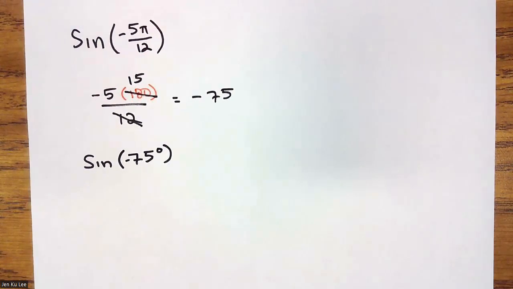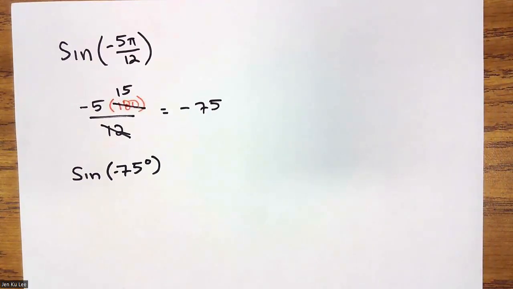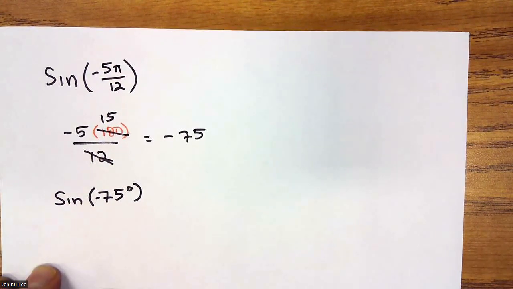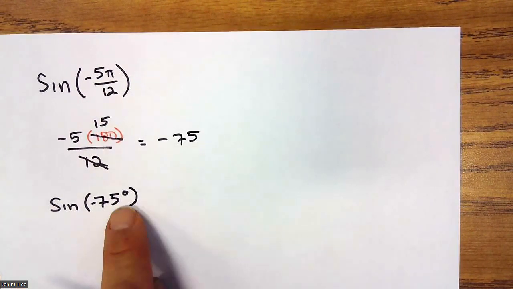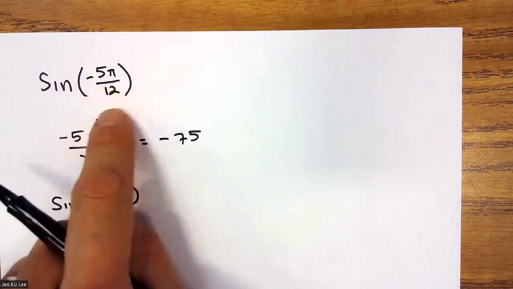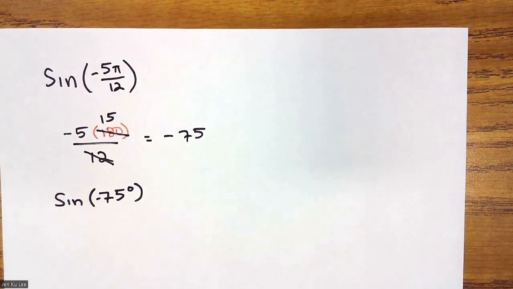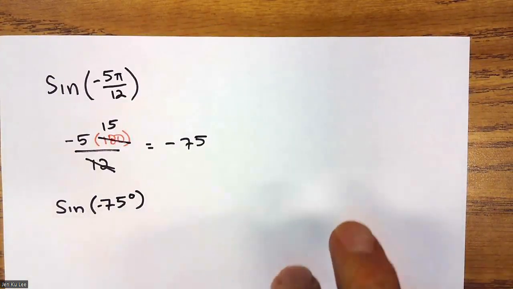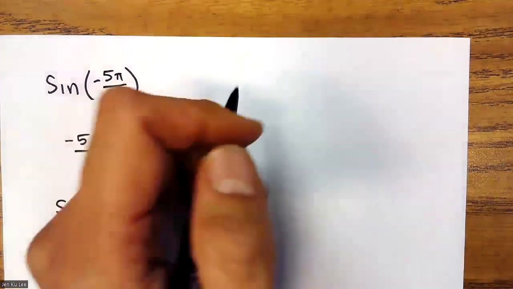Now, I want to talk to you guys about this. When dealing with addition and subtraction of sine, cosine, and tangent, we're always going to have this funky degree measure or this funky radian measure. And we're trying to get two numbers that we know, adding or subtracting, to get 75 degrees, in this case, negative 75.